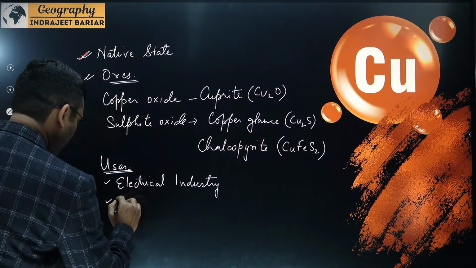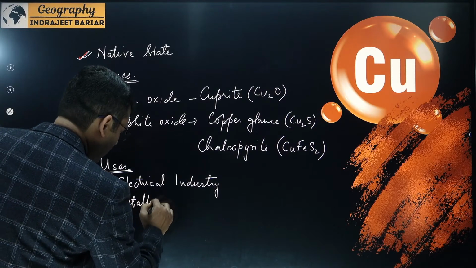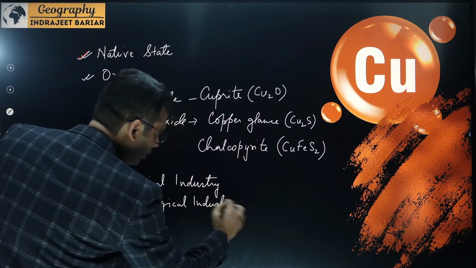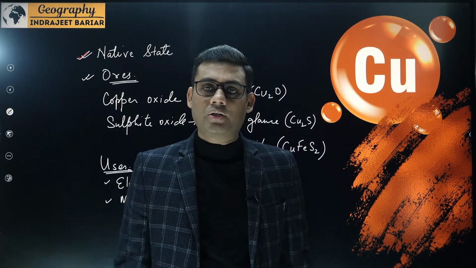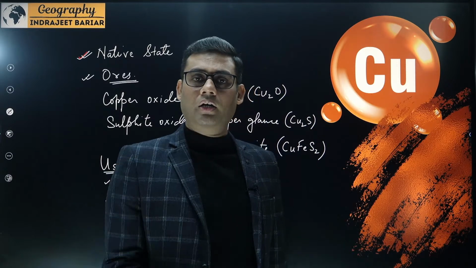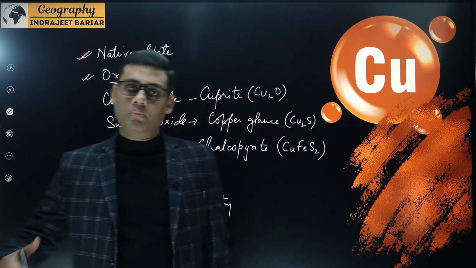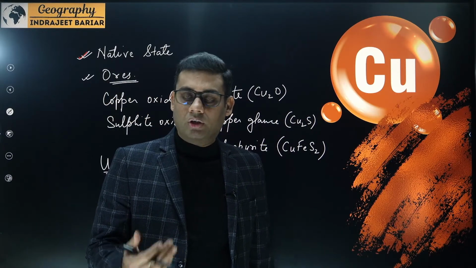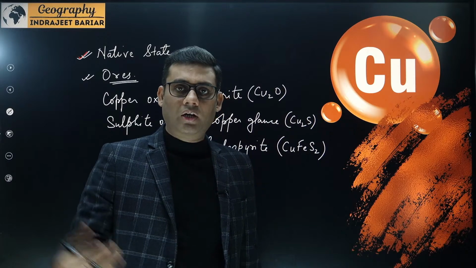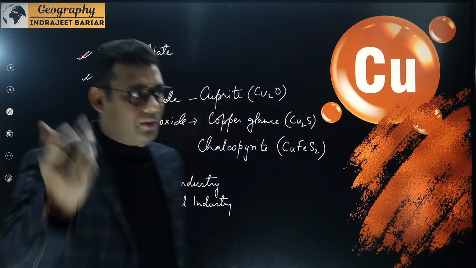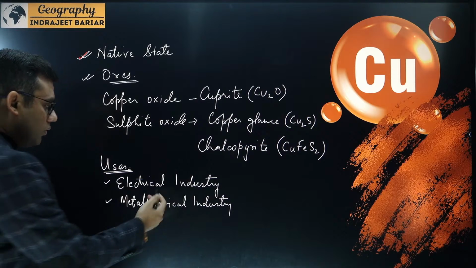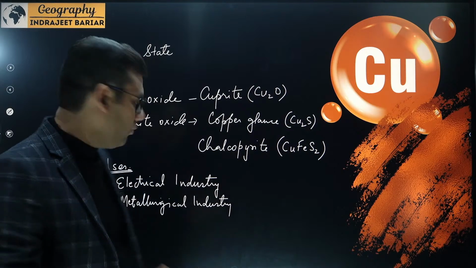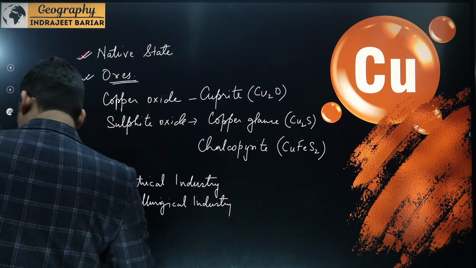In addition to that, it is used in the metallurgical industry. In the metallurgical industry, the basic use is due to its property, that copper is highly malleable and ductile. Malleability means it can be beaten into thin sheets, so its storage becomes very easy, and ductility means it can be drawn into wires. Similarly, in the electrical industry, it is used because it has very good conductivity. So we have the electrical industry and the metallurgical industry.